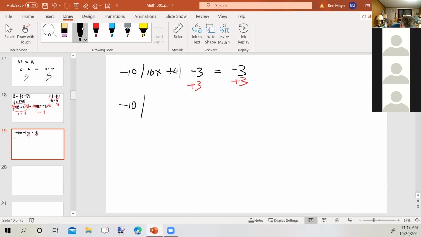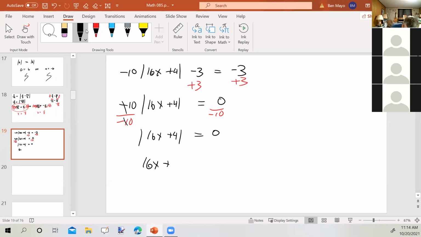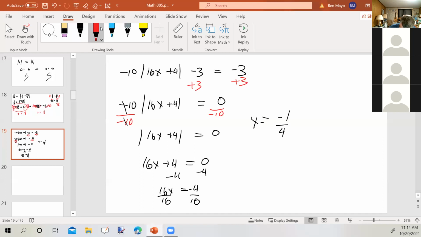Okay, so now I've got -10 times the absolute value of 16x plus 4 equals 0. Then I'm going to divide both sides by -10. So the absolute value of 16x plus 4 equals 0. So now I've isolated the absolute value. It's set equal to 0, which means we're just going to have one unique equation because the opposite of 0 is still 0. All right. Subtract 4. 16x equals -4. Divide by 16. x equals -1/4.